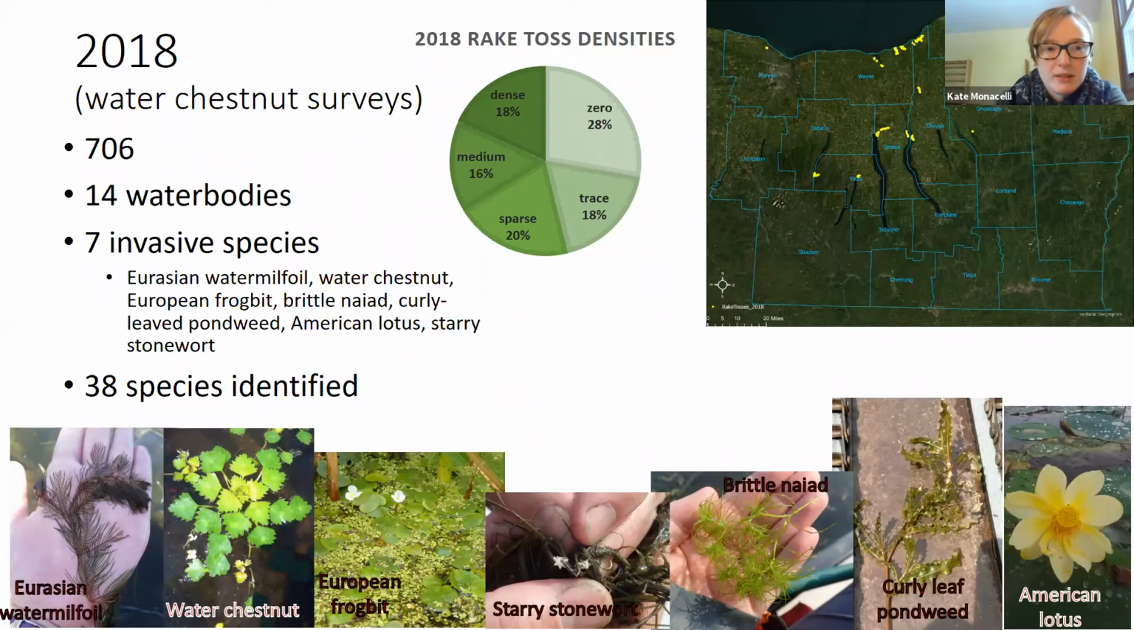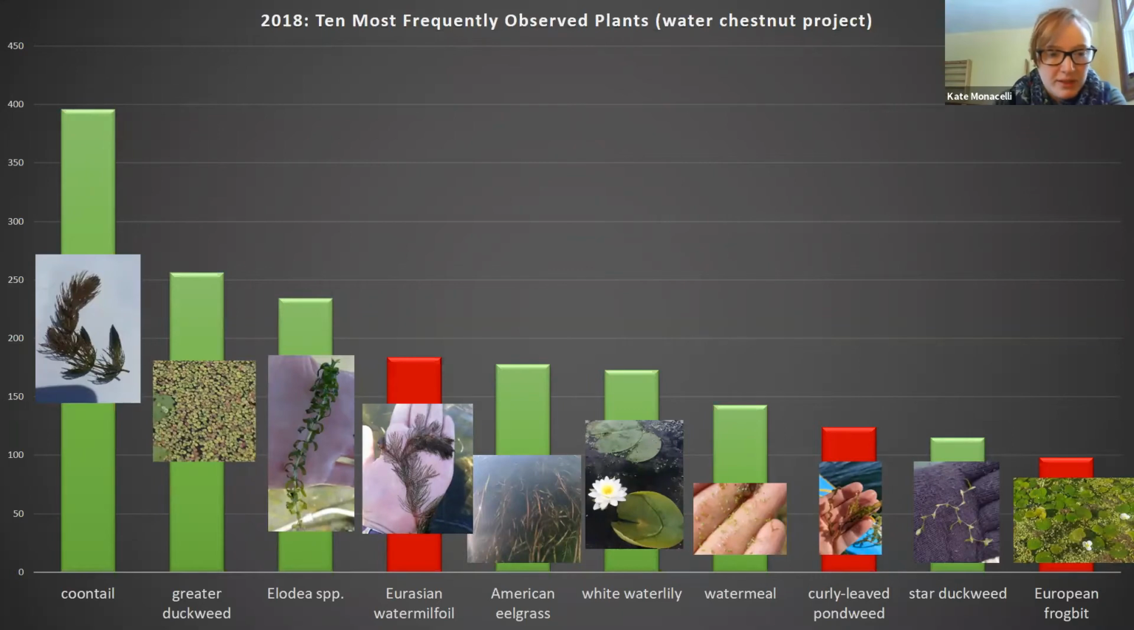So 14 water bodies we surveyed for water chestnut, and those rake tosses show a little more of our 0 rake toss density. So we had some more rake tosses come up without plants, but a good chunk of them, trace, sparse, medium, and dense, were pretty evenly distributed. And we still saw coontail and elodea and Eurasian water milfoil in our top 10, curly leaf pondweed as well.